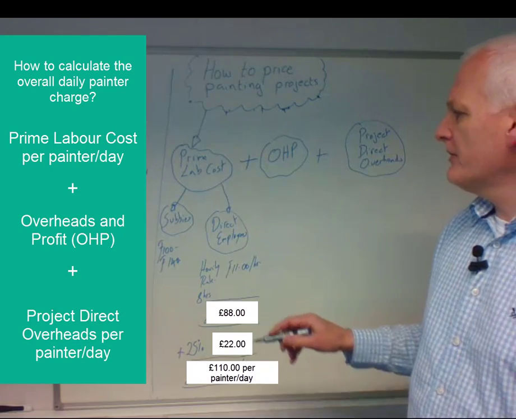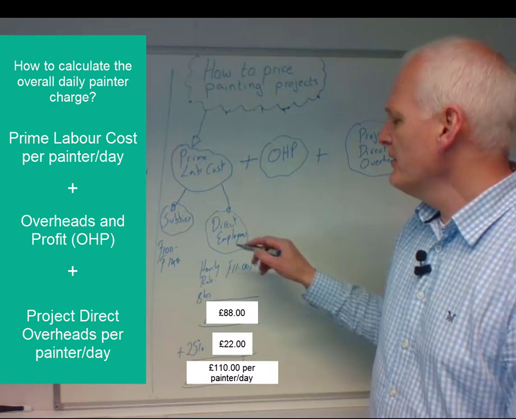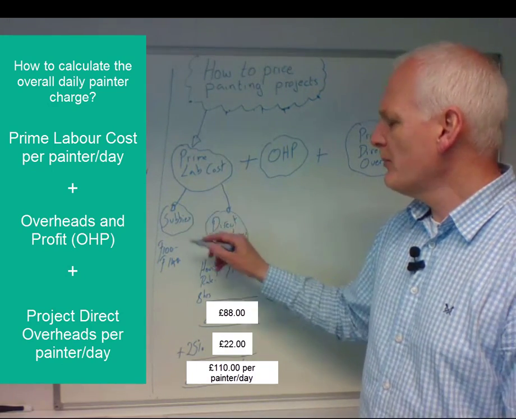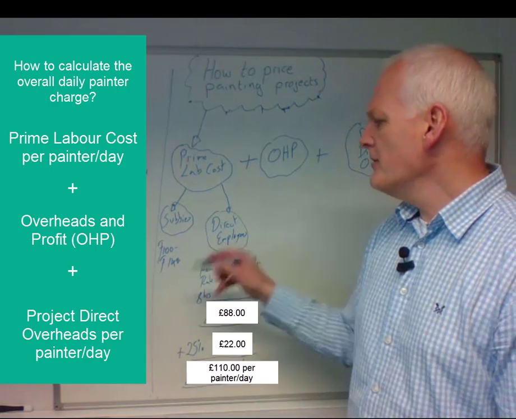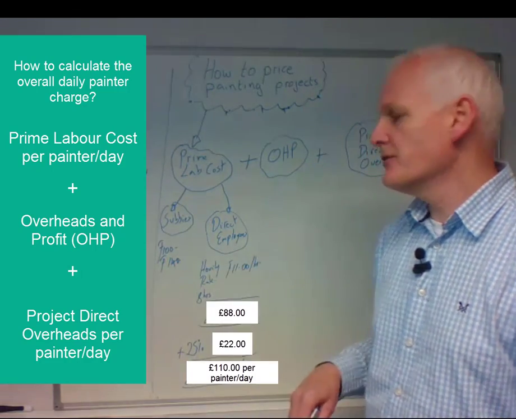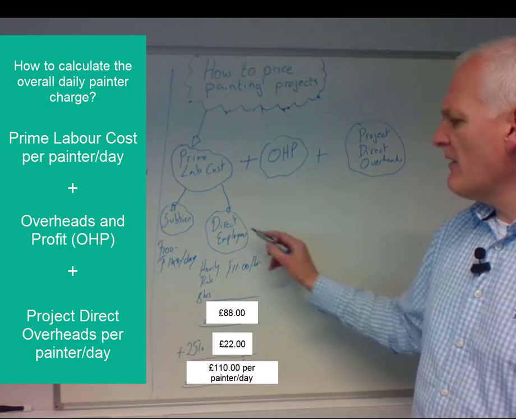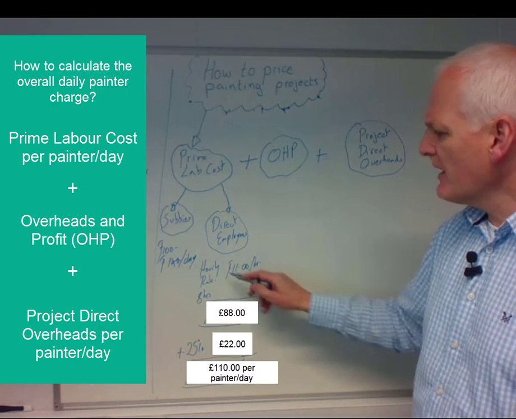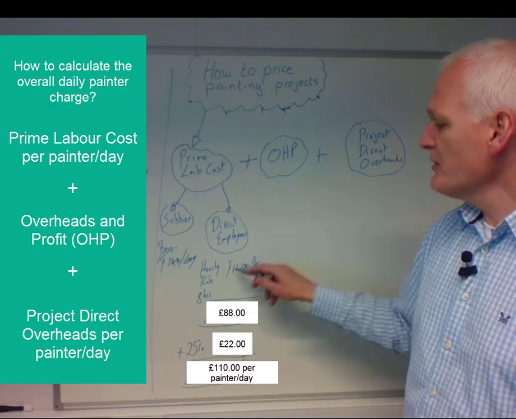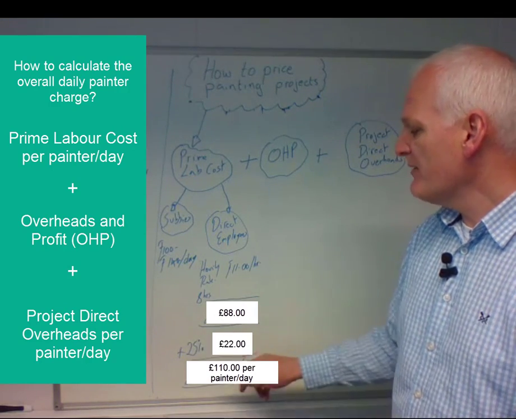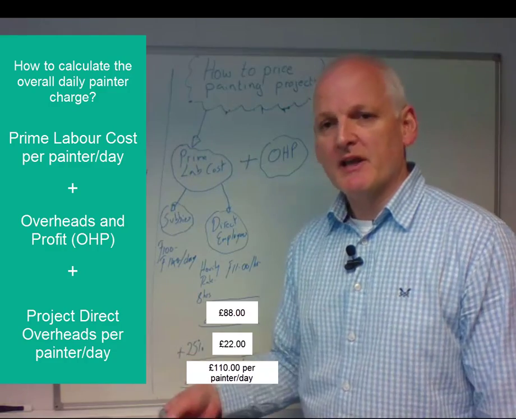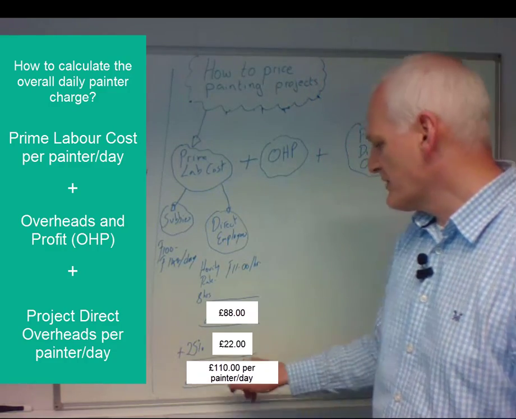So the prime labour cost depends how you're employing your labour. If you're using subbies, depending where you are in the country, you're going to get subbies for between £100 and £140 per day. If you're using direct employees, then you've got to do this calculation based on the hourly rate, times the number of hours worked, and add on 25% to cover for holiday pay, sick pay, national insurance, etc.